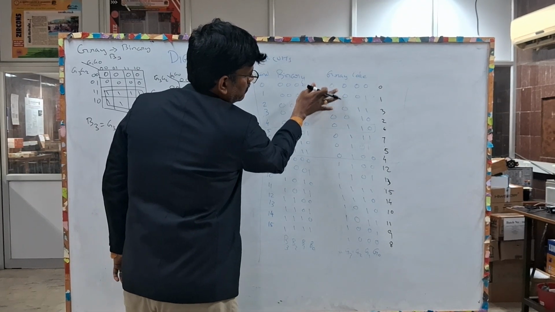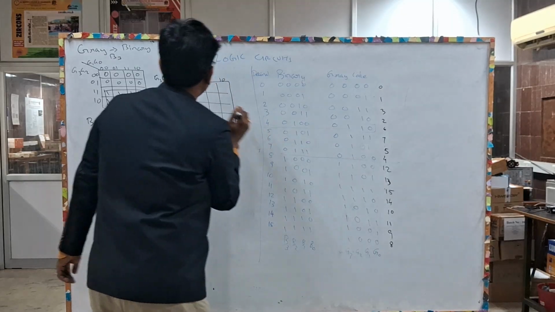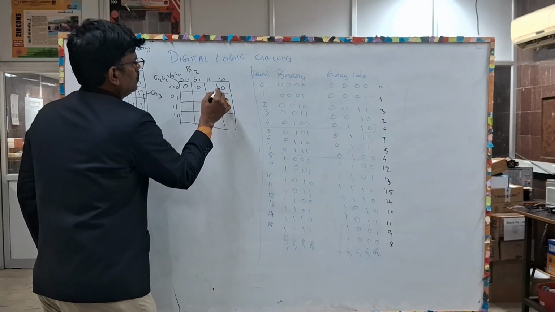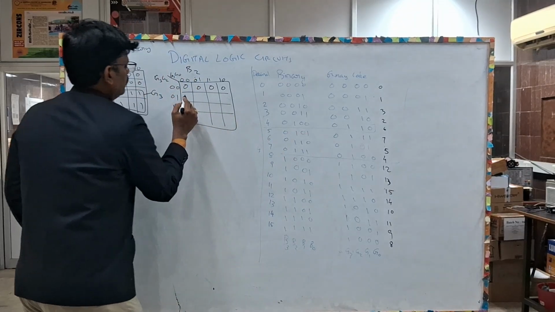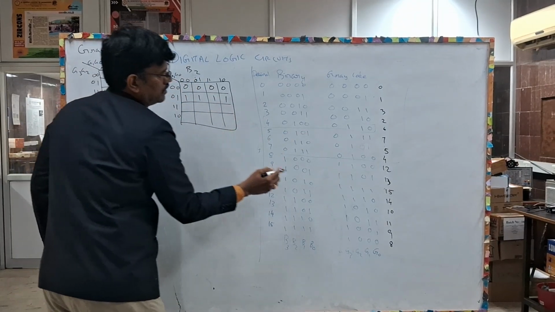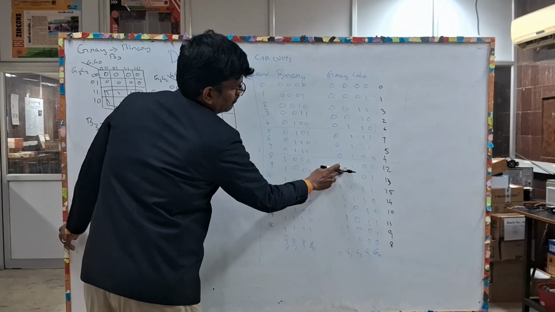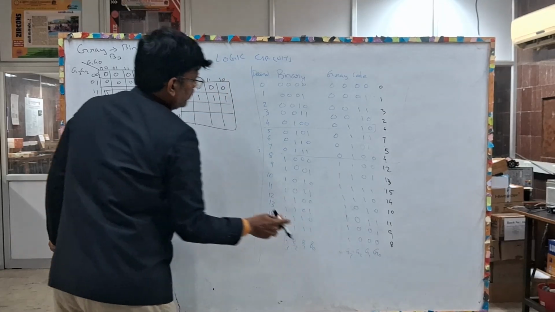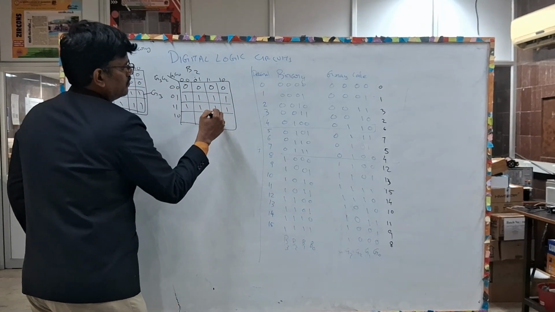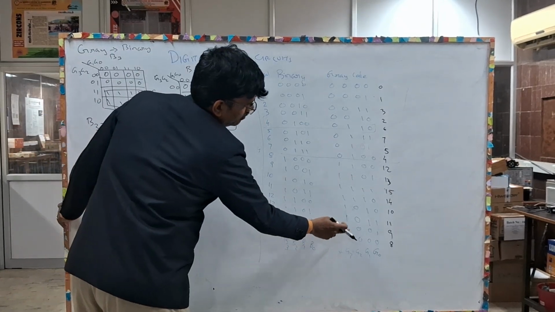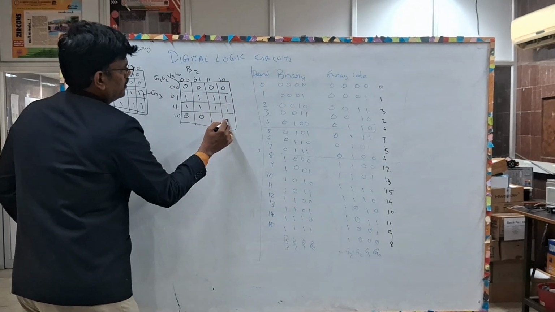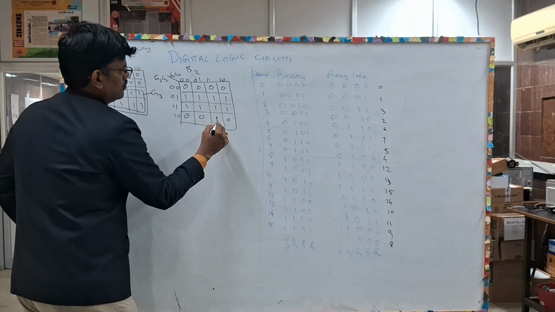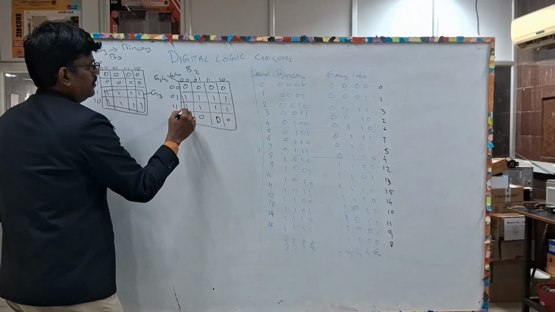So we have again 0, 1, 2, 3 are going to be 0, and then 4, 5, 6, 7 are 1, and then 12, 13, 14, 15 are 1, and then 8, 9, 10, 11 are 0. So this is going to be the grouping.